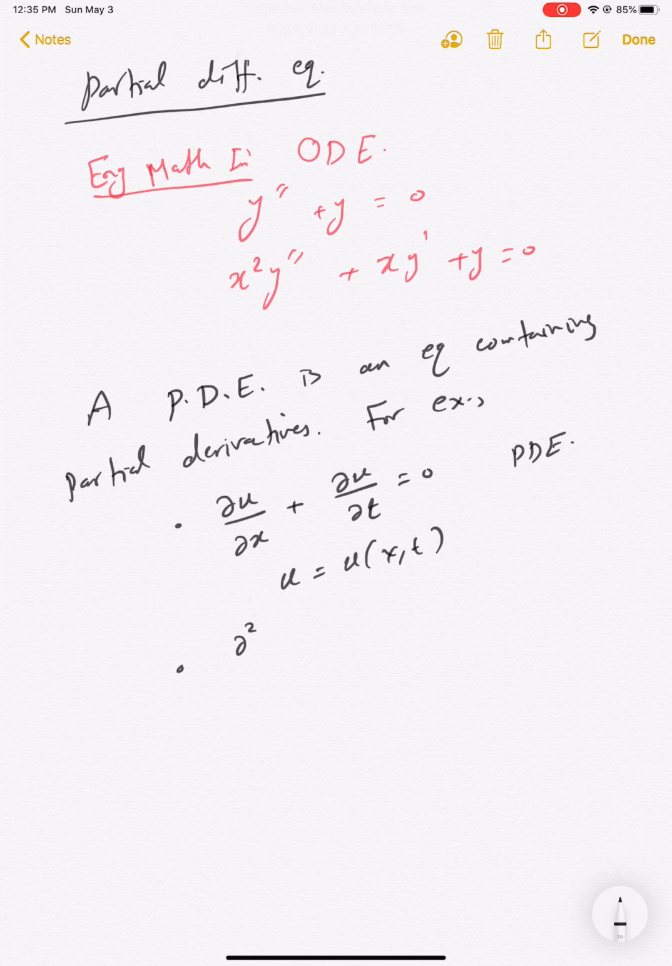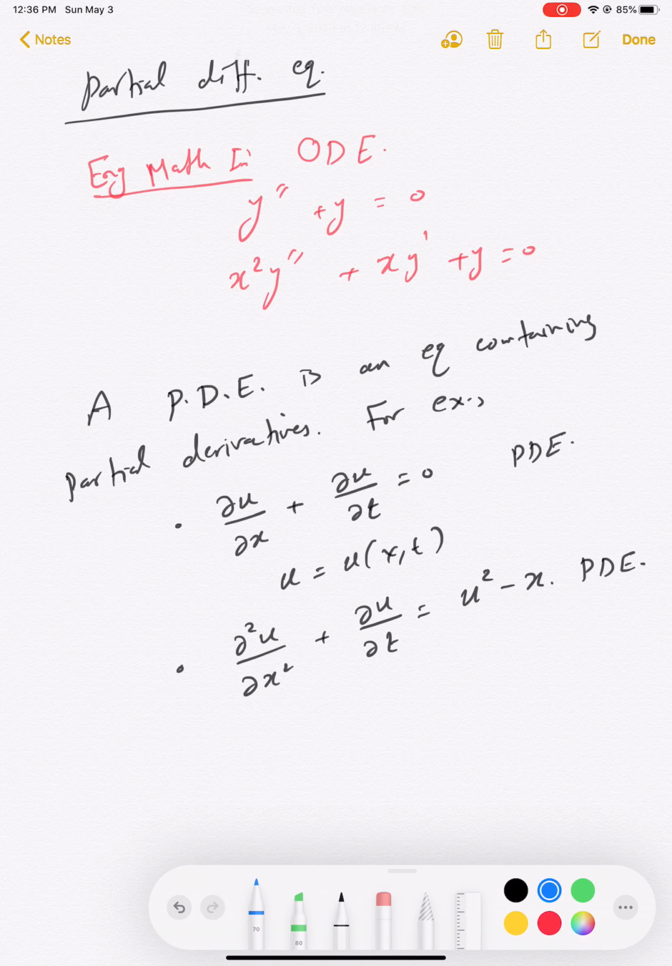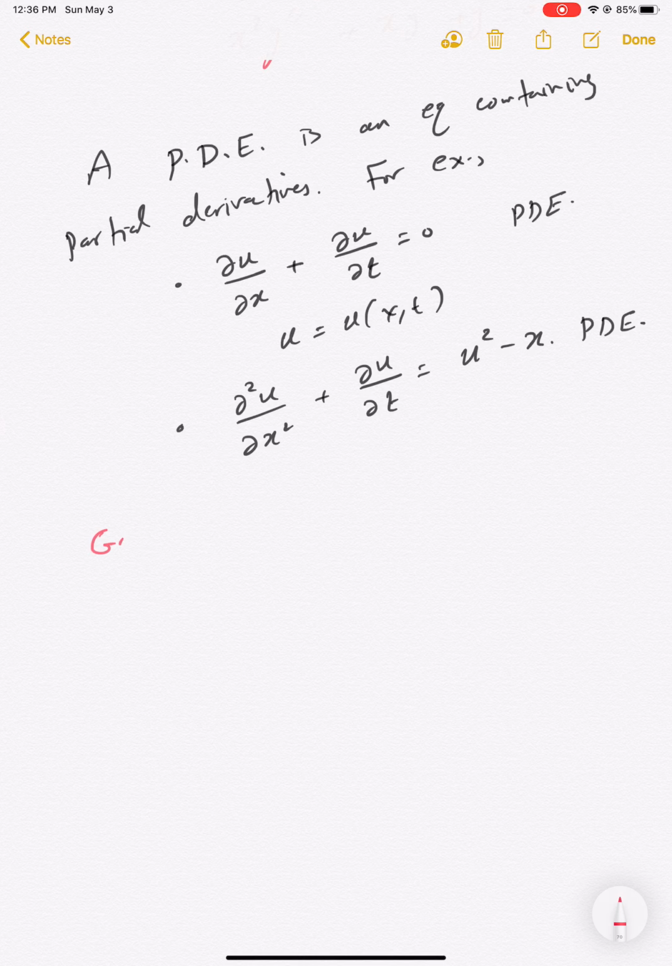Of course, the partial derivatives could be of any order, exactly like the ordinary. So for example, it could be something like this. This is again a partial differential equation. So that's it. This is the meaning of the partial differential equation. Now, in this course, what is our goal? What is it that we want to learn in this chapter? Our goal is to solve, like the ordinary differential equations, the whole course in ordinary differential equations was about solving differential equations. And now we're doing the same thing. So basically now our goal is to solve PDEs. That's it.